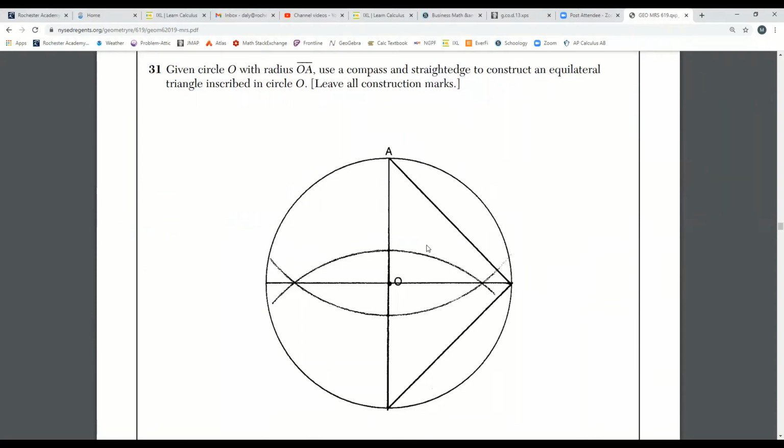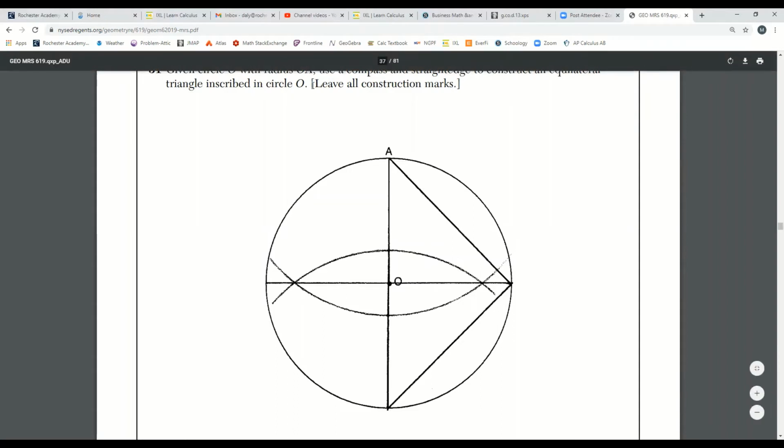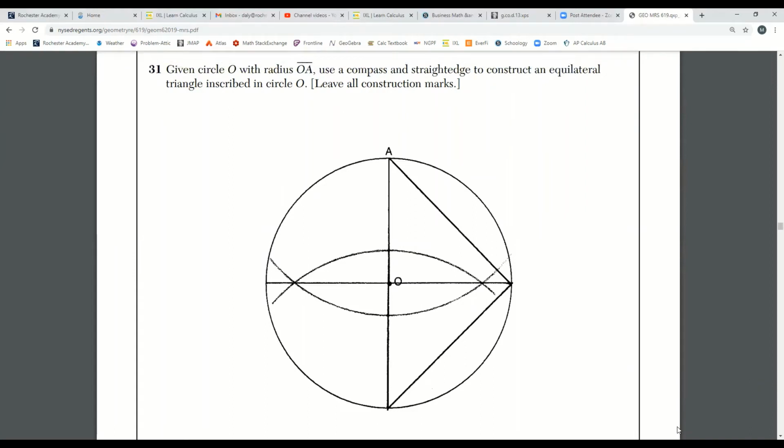How about this student? What did they do? Once again, because they left their construction marks like we tell you to, we can put together what this student did. So this student connected A and O and extended the line, so they came up with this point at the bottom. And then, based on these two arcs and the way they drew a line, they constructed the perpendicular bisector of this diameter. So it's kind of like they were constructing a square, except they wound up just making a triangle here. All right, so is this an equilateral triangle inscribed in circle O?